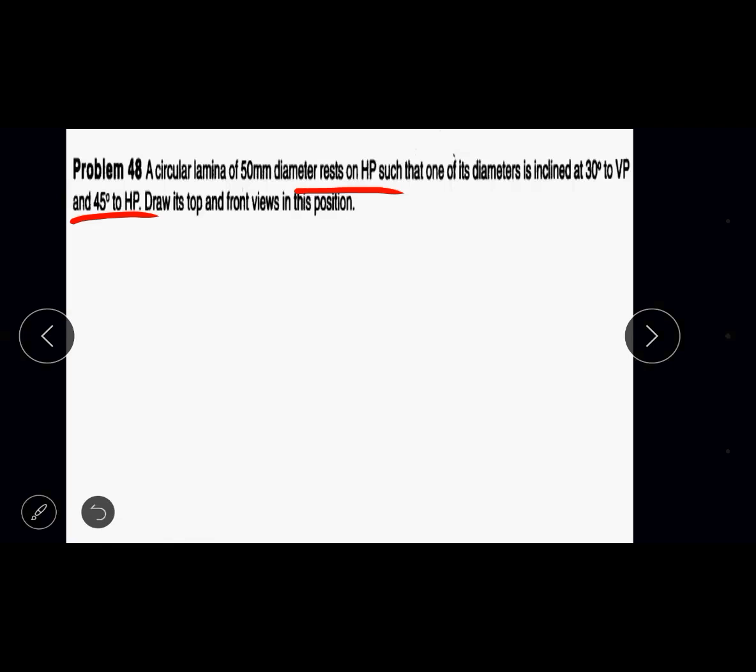Since it is a circular lamina, when you rest it on HP, one of its diameters, the horizontal line drawn from the center, will be equivalent to the dimension of the entire surface of the lamina. In fact, the front view of the entire surface of the lamina will be equivalent to the diameter line drawn from the horizontal position. So these two parts of the statement indicate that it's HP resting.